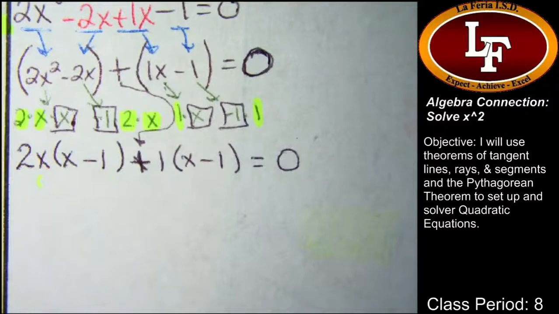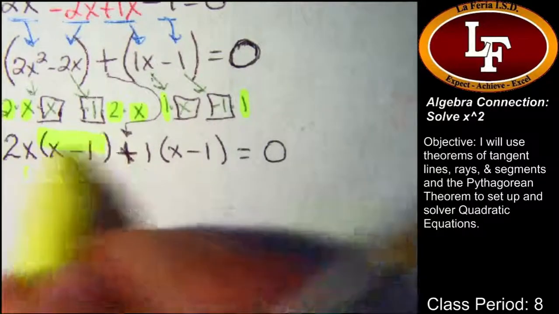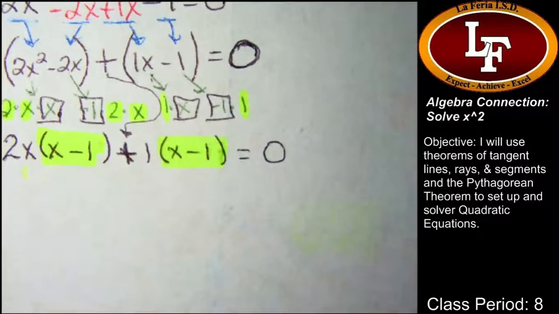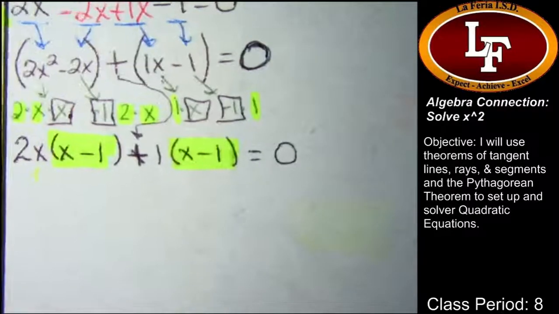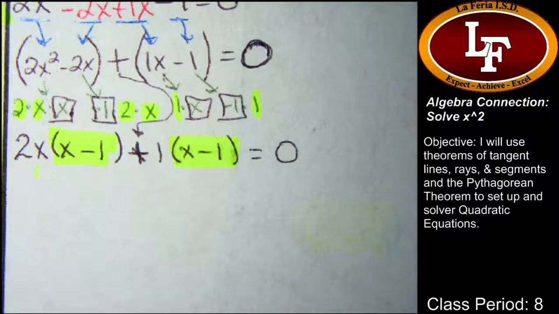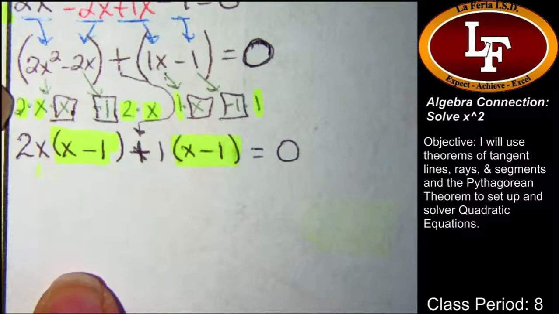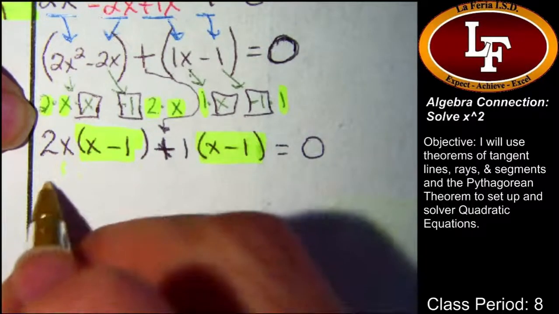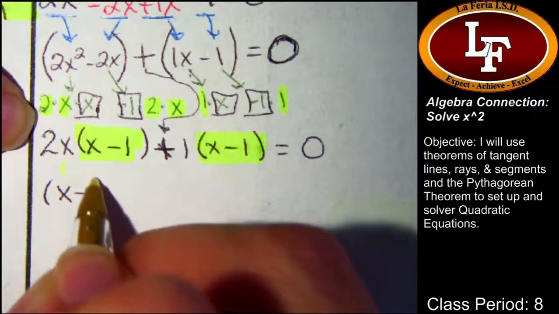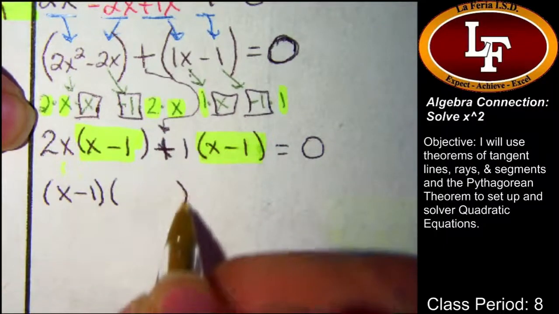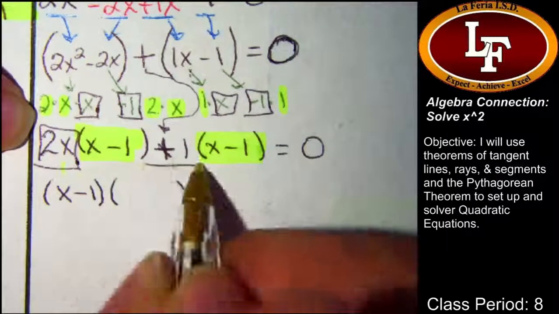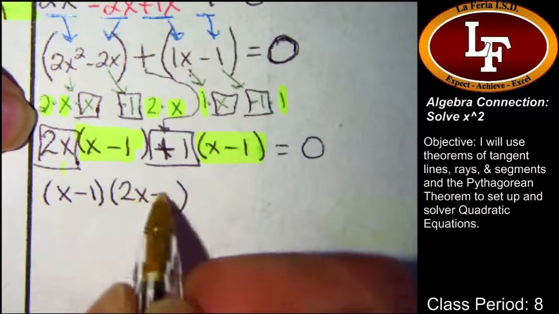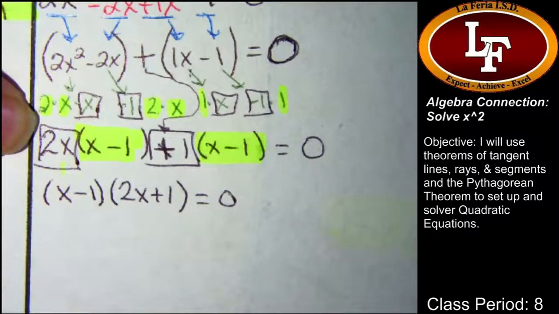Look at what we created right here. Look at these two things right here. Aren't those exactly the same? And aren't they being multiplied to their buddy? We have just created another common factor. So just like we did in this step, right above it, I'm going to do it again. Here's my common factor. And then in parentheses, I'm going to write what was left over that I did not highlight. This is factored completely.